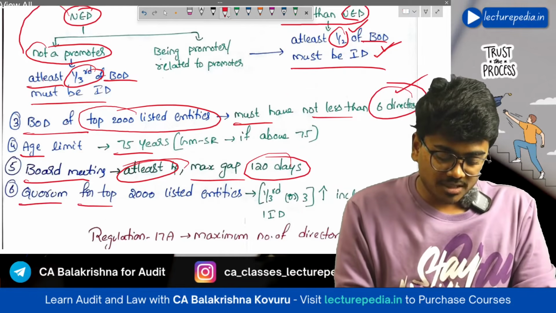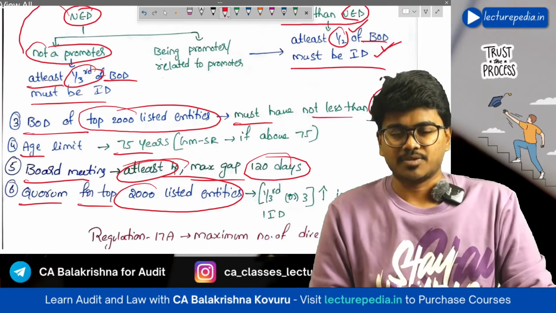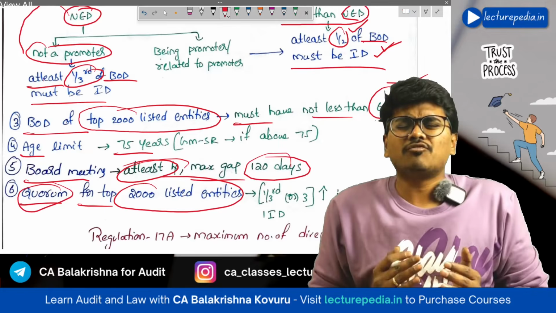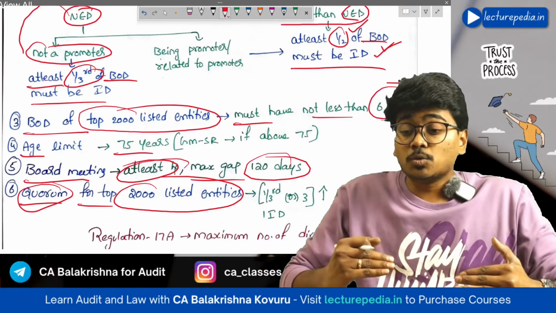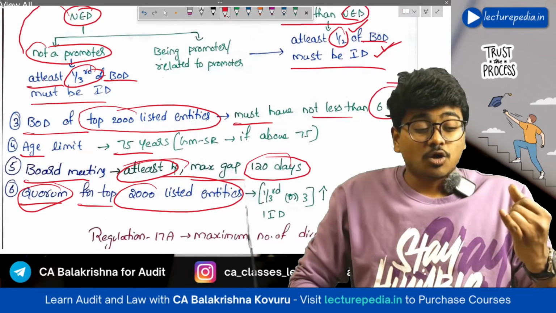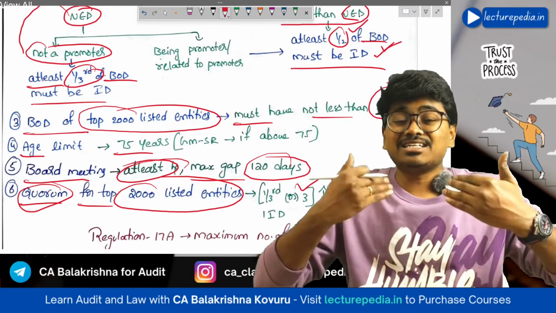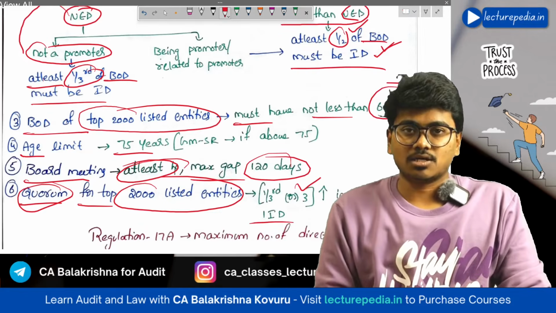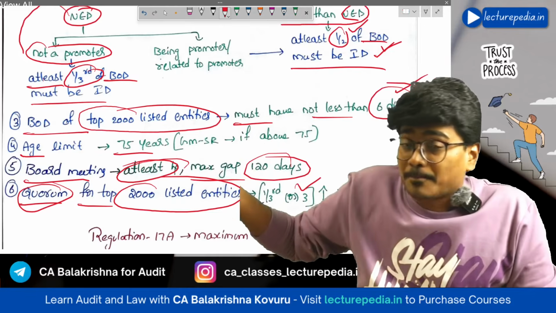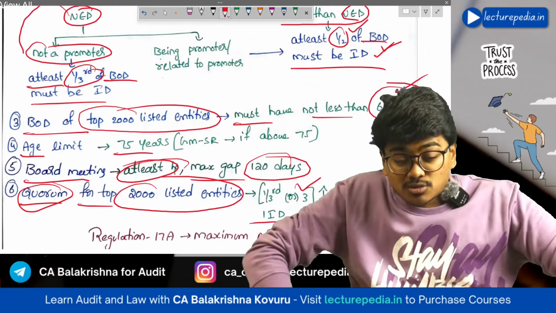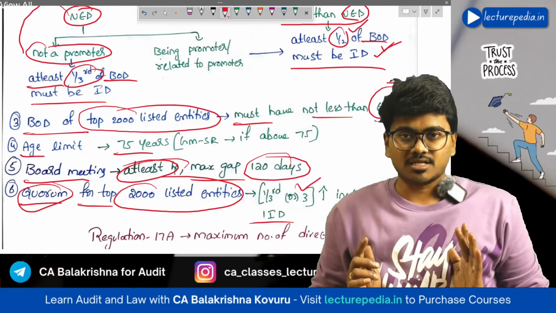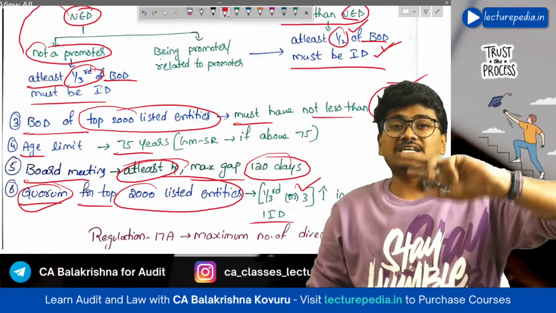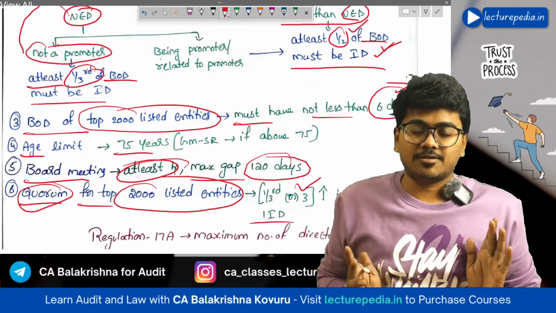Next, quorum for top 2000 listed entities. Quorum means the minimum number of directors who have to attend in order to start the board meeting. It is 1/3 or 3, whichever is higher, and it should include at least one independent director. At least one independent director must attend the board meeting in order to start it. The quorum is 1/3 of the total directors or 3 directors, whichever is higher, including at least one independent director. Hope you understood.